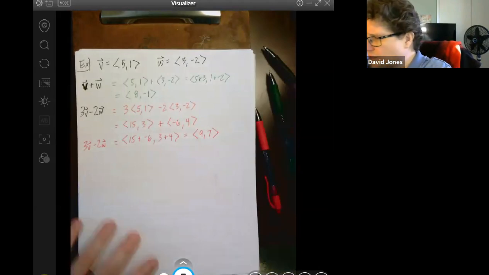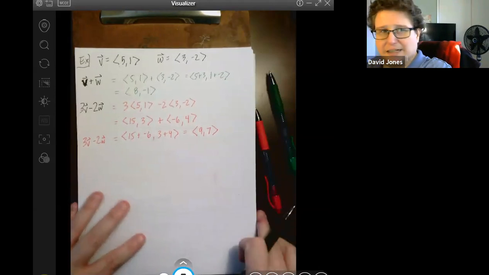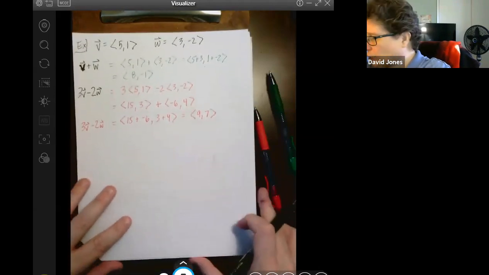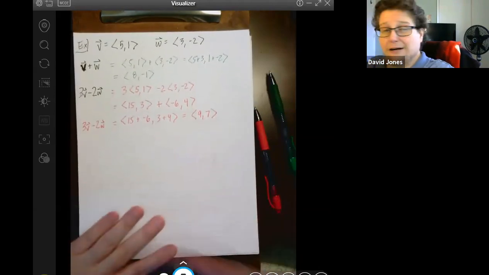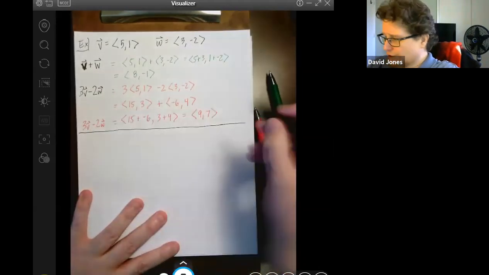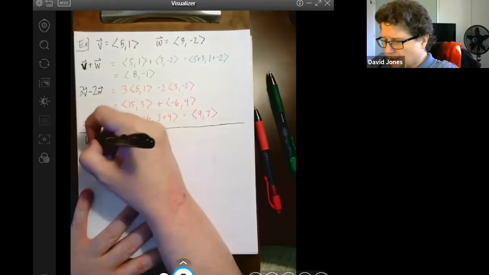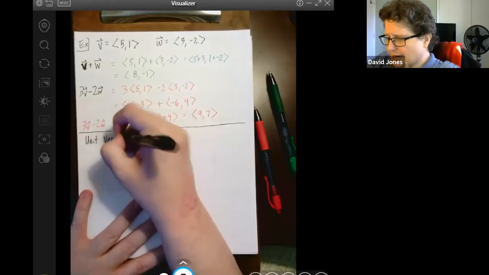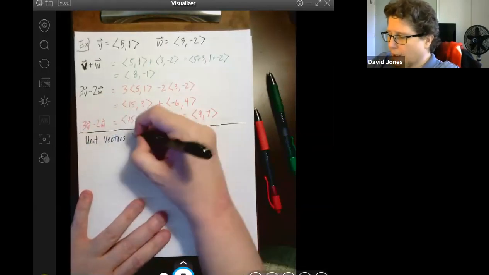Okay, there's another way to discuss these vectors. I want you to learn about them. This is another very, very handy way. We have something called unit vectors. Unit vectors have a magnitude of 1.